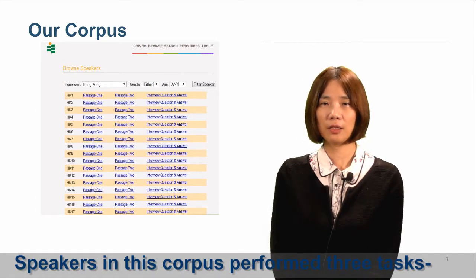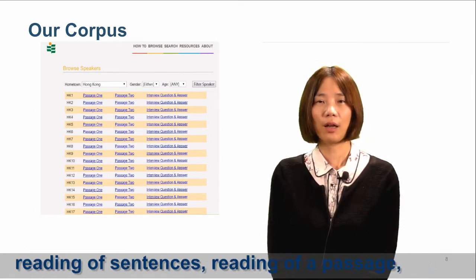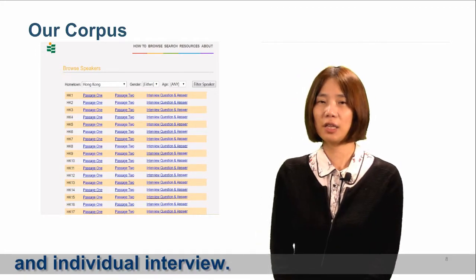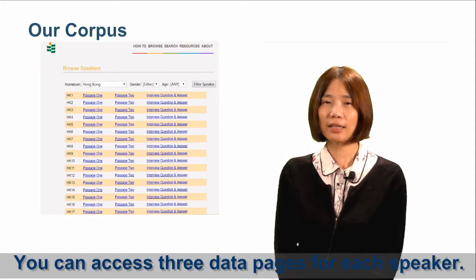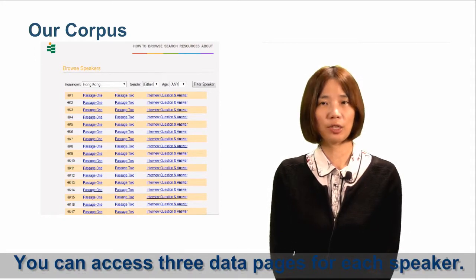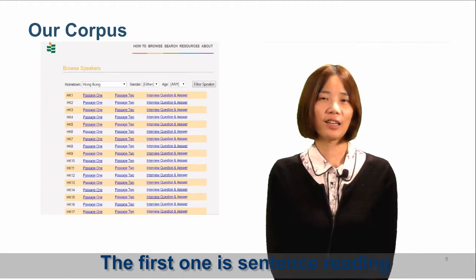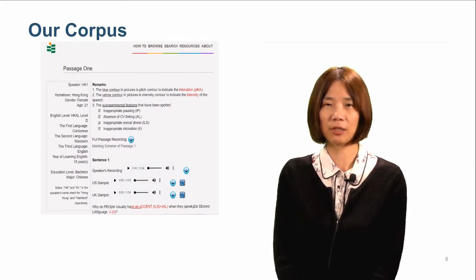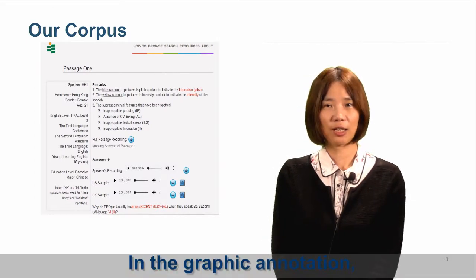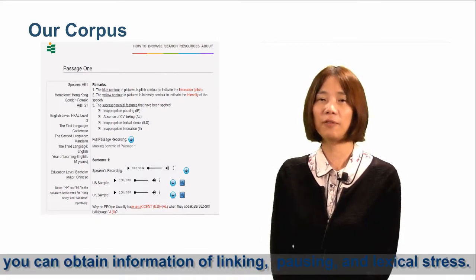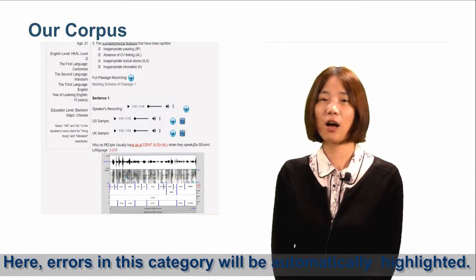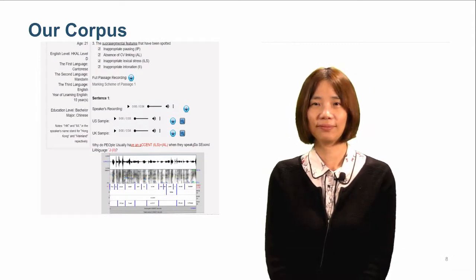Speakers in this corpus perform 3 tasks: reading of sentences, reading of a passage, and an individual interview. You can access 3 data pages for each speaker. The first one is sentence reading with graphic illustration for super-segmental features. In the graphic annotation, you can obtain information of linking, pausing, and lexical stress. Here, errors in this category will be automatically highlighted.